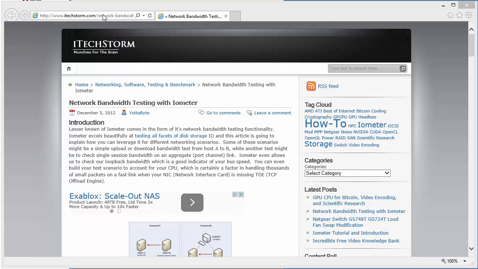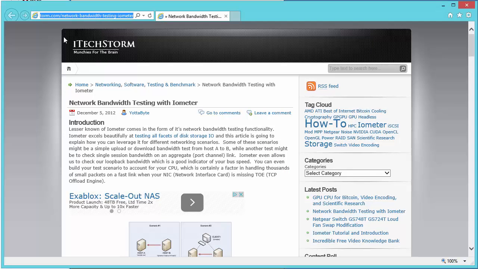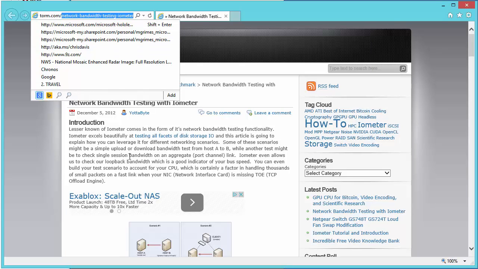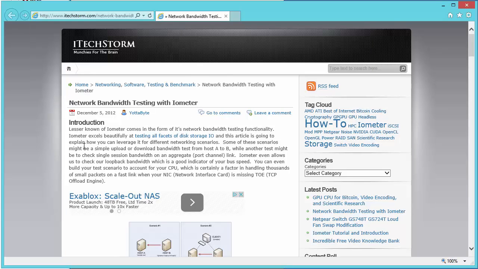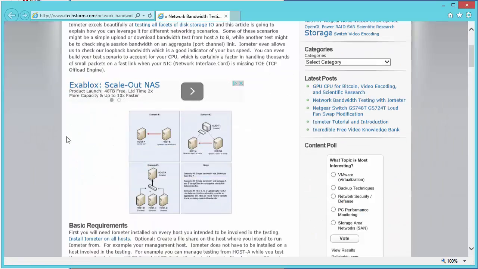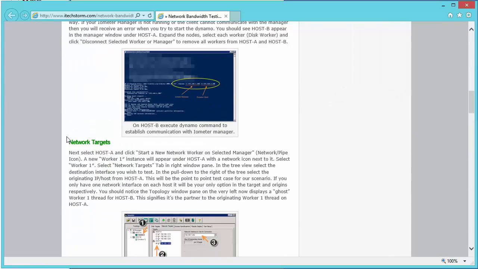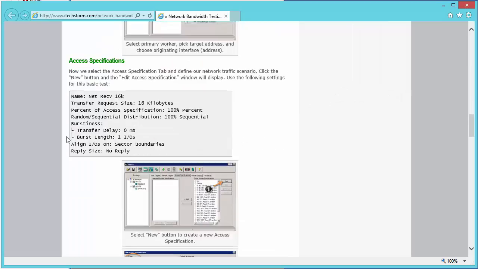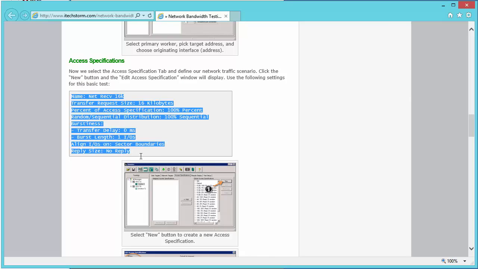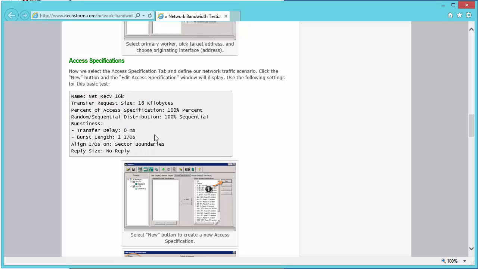And here it is at itechstorm.com. I found this, and I'll put a link in the description below. It's /network bandwidth testing IO meter, where he's written this really nice blog. This guy Yodabyte, I guess, wrote this. This is where I always like keeping my bookmarks, because down towards the bottom there's a step-by-step walkthrough for getting this started. This is the access specifications for the test. So that right there is what we're going for, right? So how do we do that?